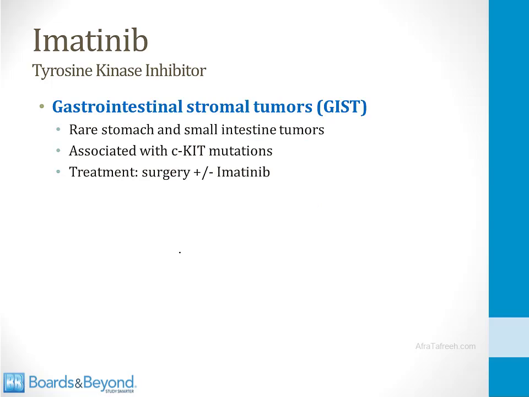Imatinib also has activity against gastrointestinal stromal tumors. These are very rare tumors of the stomach and small intestine. They are associated with c-KIT mutations, which I'll talk about in a minute, and they can be treated with surgery plus or minus treatment with imatinib.